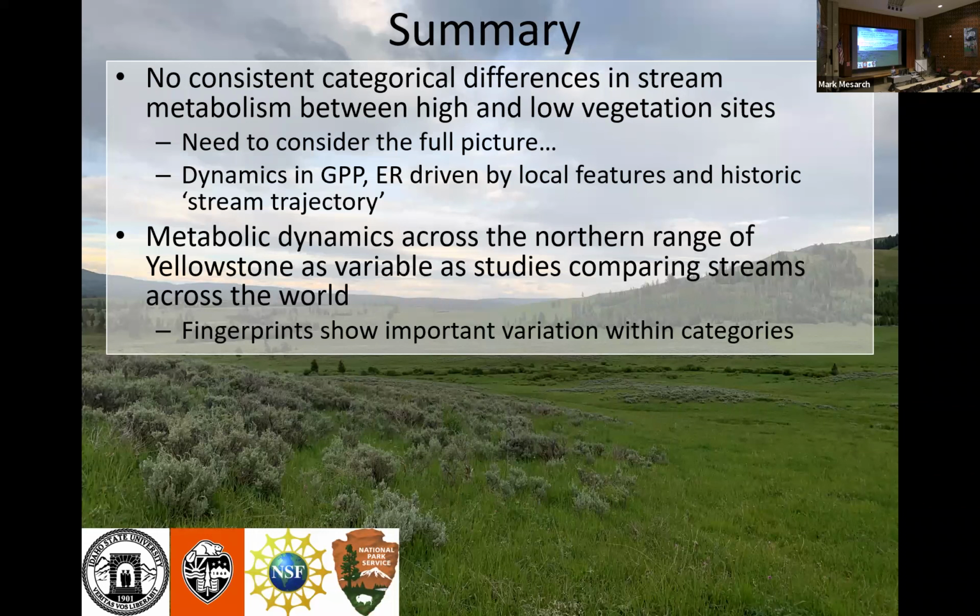So just a quick summary, we saw no consistent categorical differences in stream metabolism between high and low vegetation sites. We really need to consider the full picture here. So not only seasonal differences in light, I talked about Blacktail Deer, a high vegetation site that has more comparable light to a low vegetation site in the fall and spring, but also flow, nutrients, carbon sources, and temperatures.